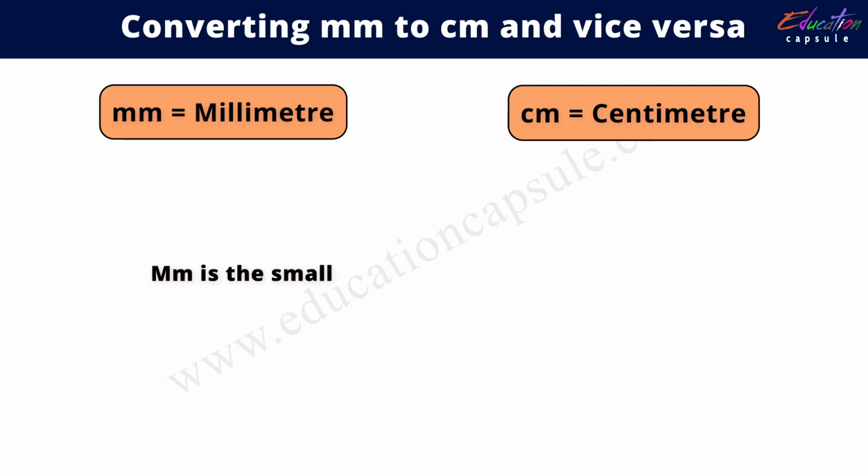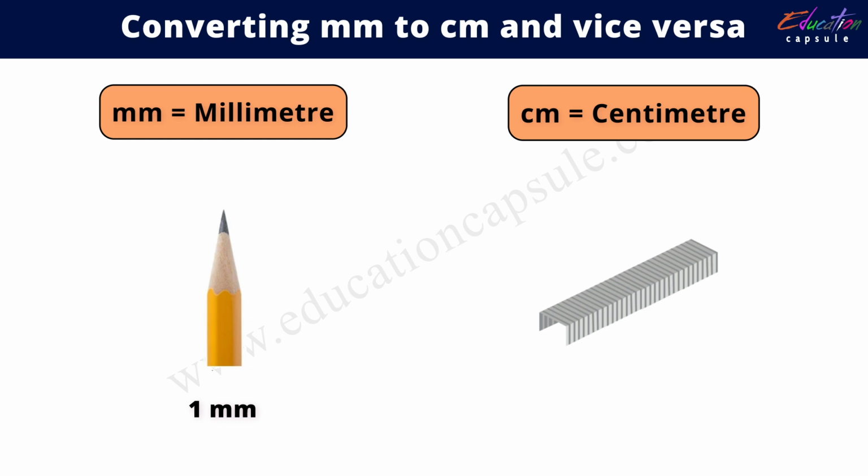A millimeter is the smallest unit used to measure length. For example, the length of the tip of a pencil is 1 millimeter. The width of a stapler is 1 centimeter.